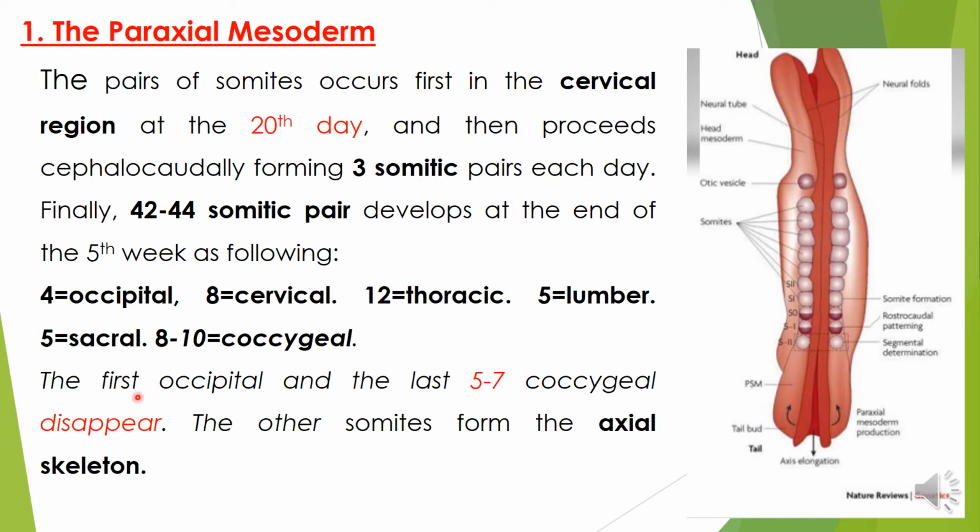The first occipital and the last 5 to 7 coccygeal somites disappear. The other somites form the axial skeleton.